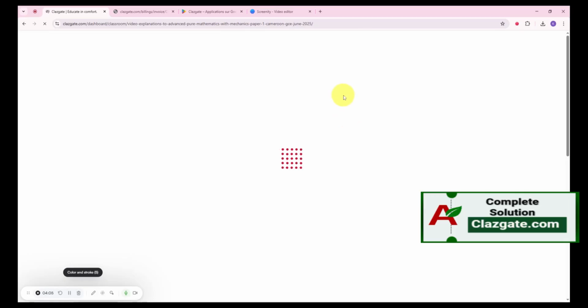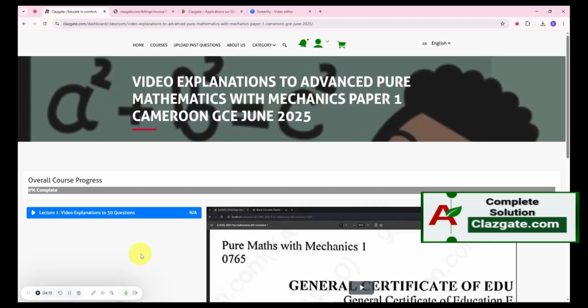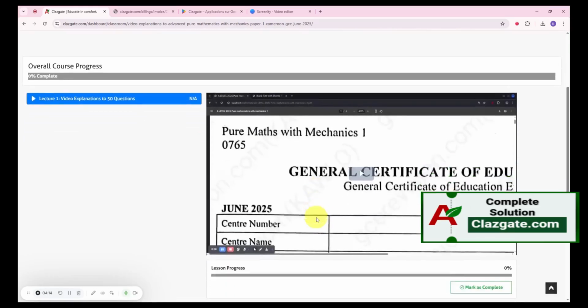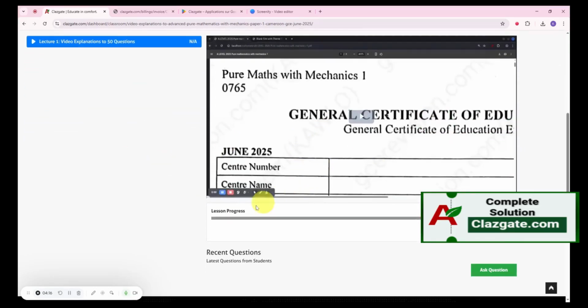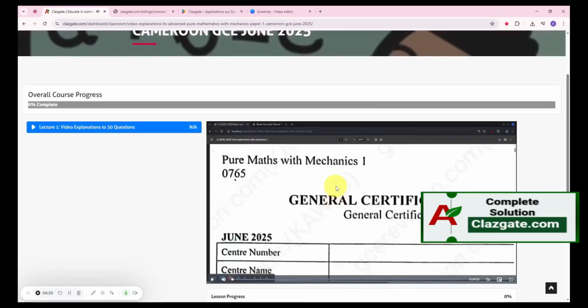It's going to load as usual. The interface is going to load. So it's loaded. This is our mathematics course, just one lecture. We are watching the course, and that will be it. You can ask questions and all of that.